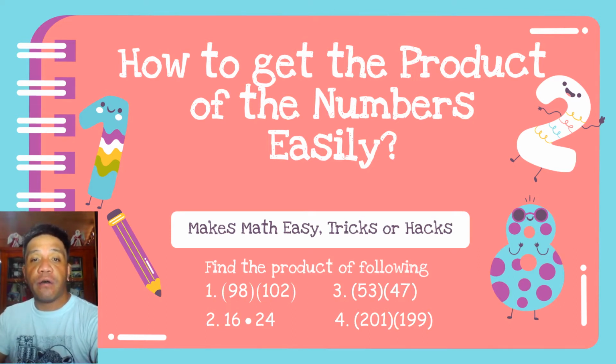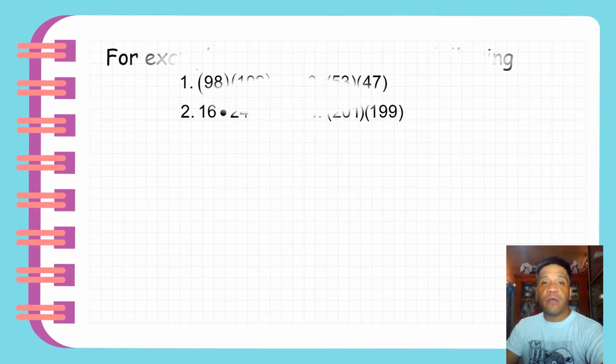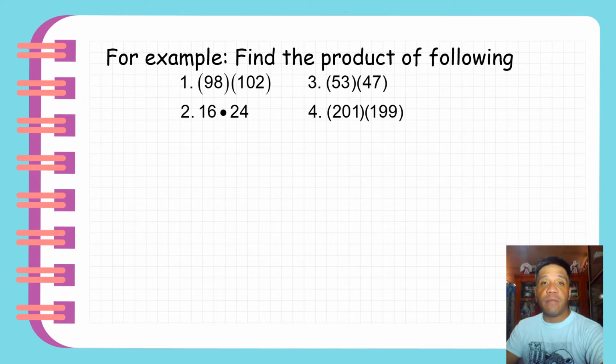Find the product of the following. First is 98 times 102. The other one is 16 times 24. Then 53 times 47. And the last one is 201 times 199. So let's proceed to the process. So this is the problem that we have.